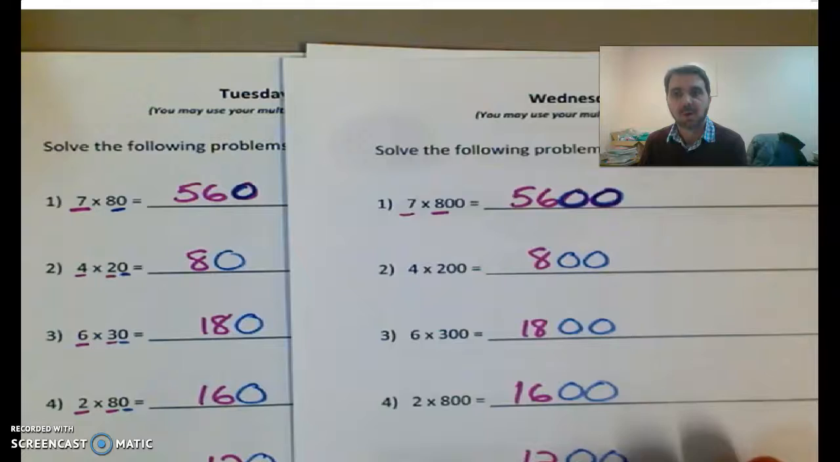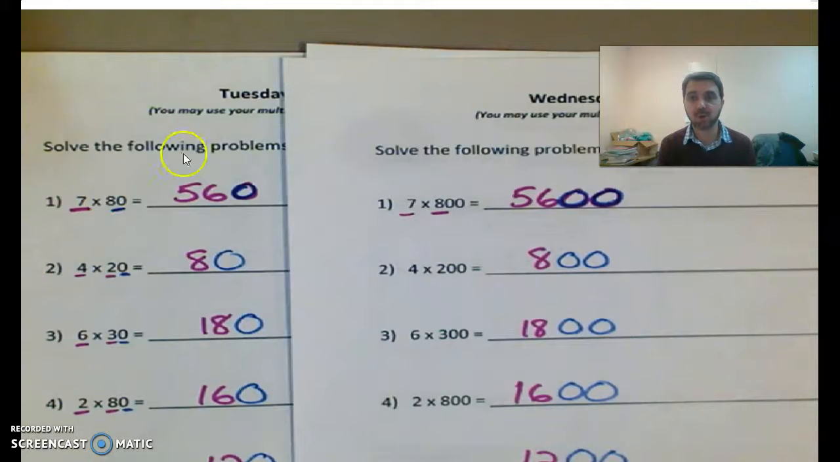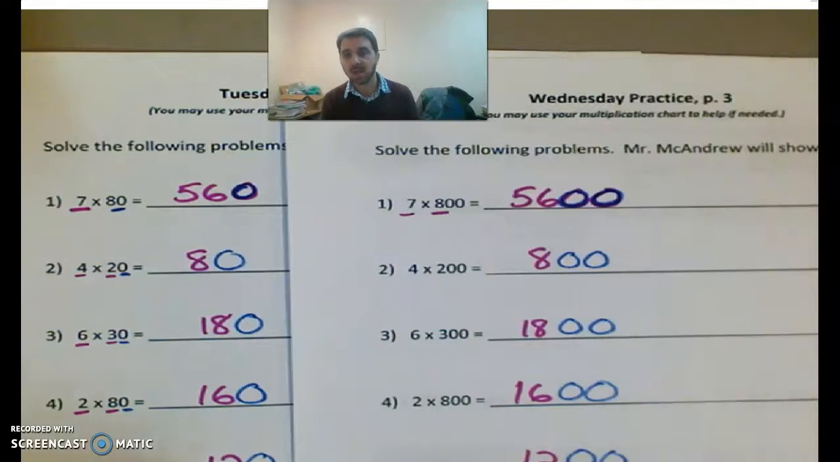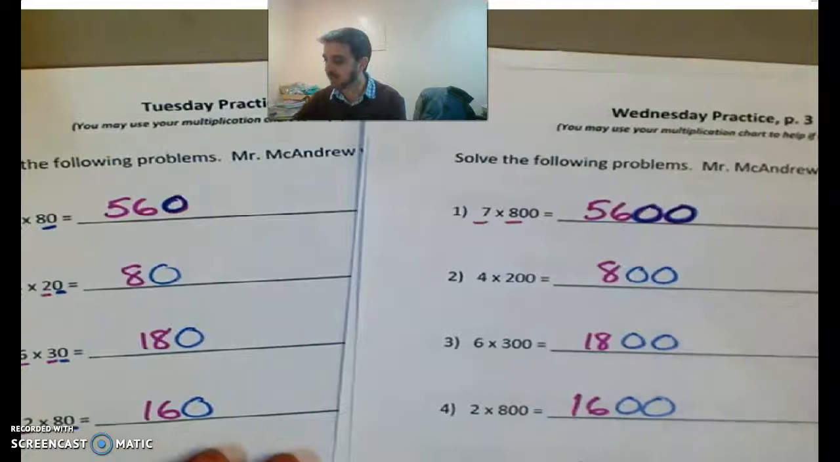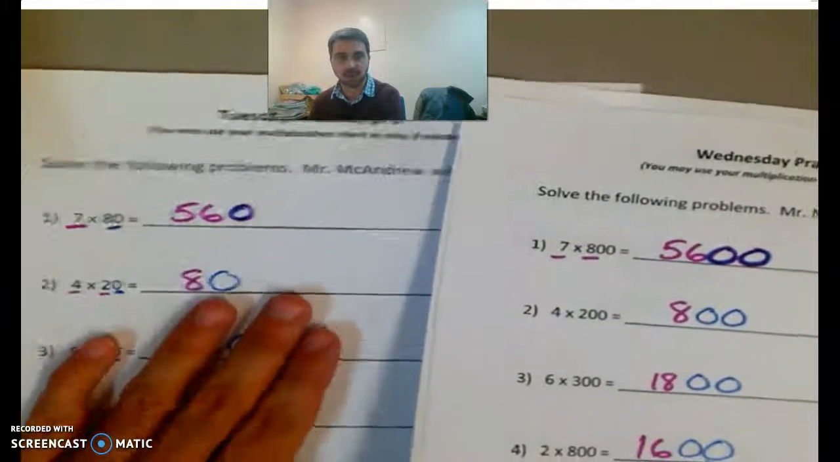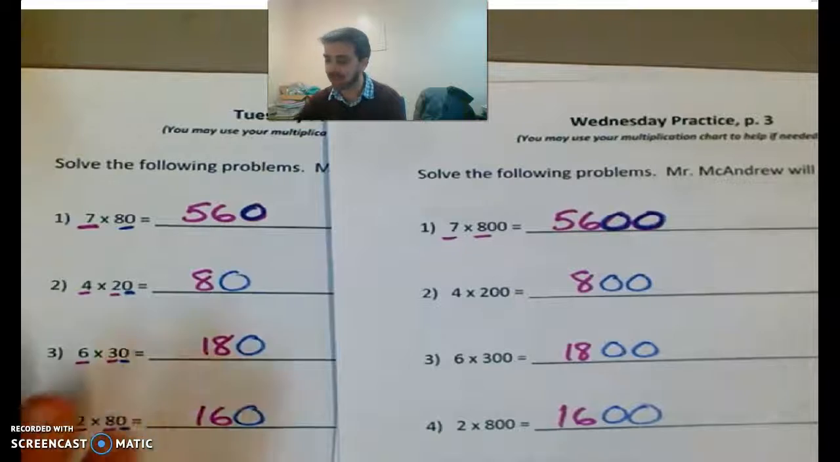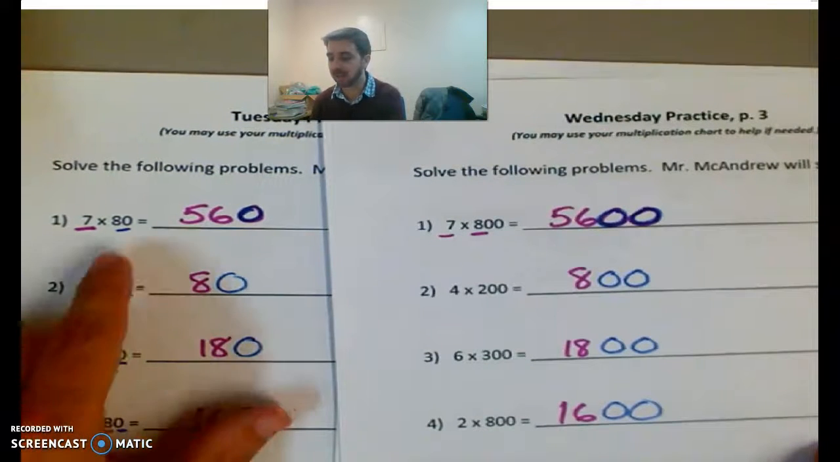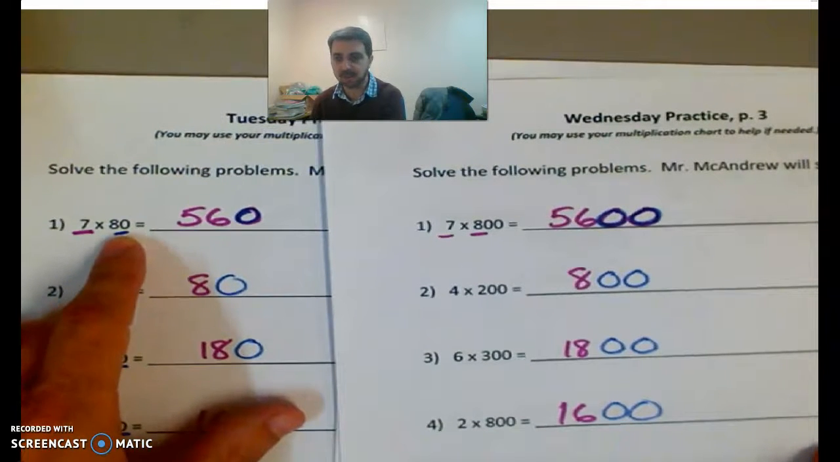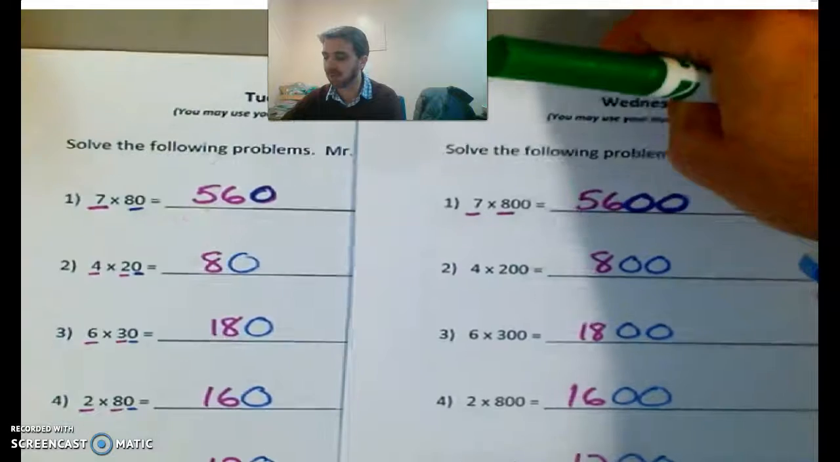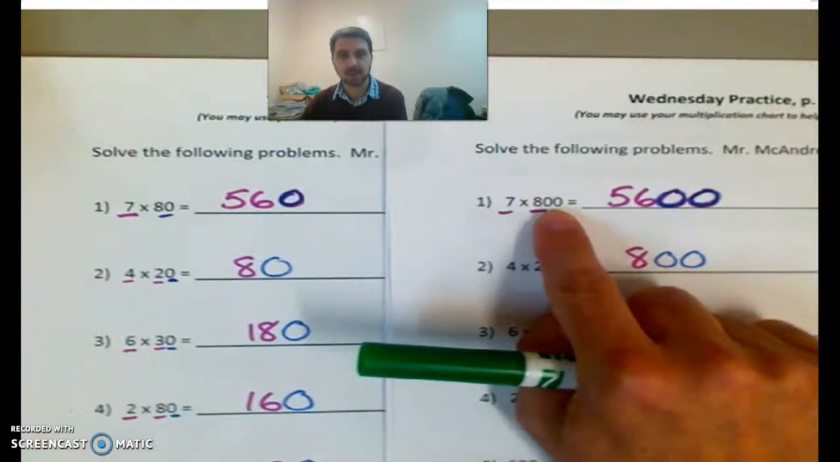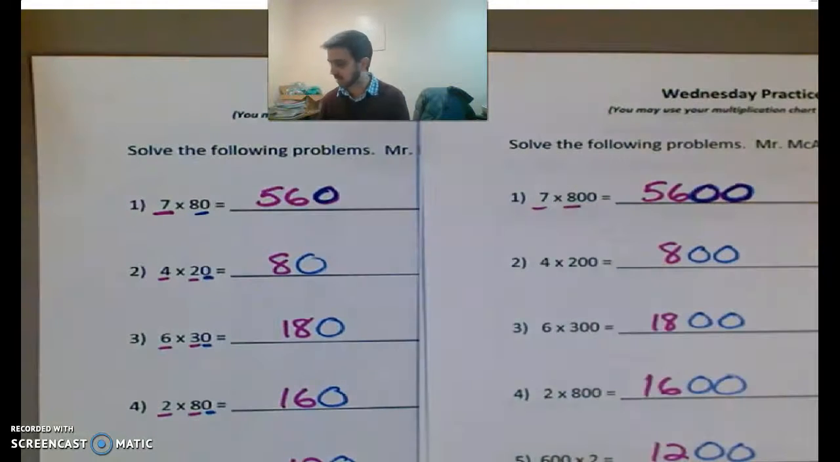All right, so I want you to notice something. There is a method to my madness sometimes. I'm putting what you did on Tuesday over here, because it's exactly the same problems, just that over here you were multiplying by multiples of 10, like 80. Here you're multiplying by multiples of 100, like 800.